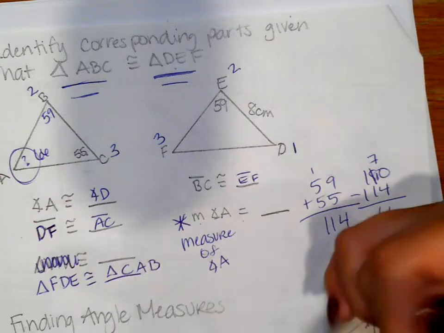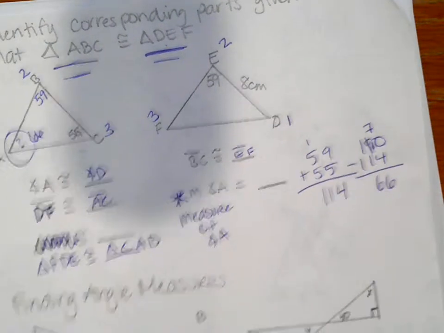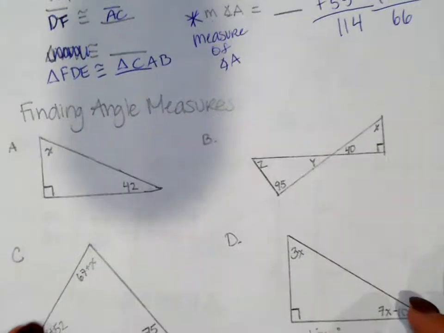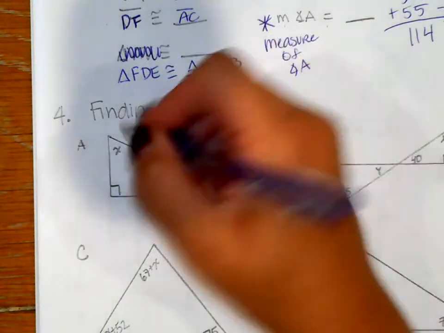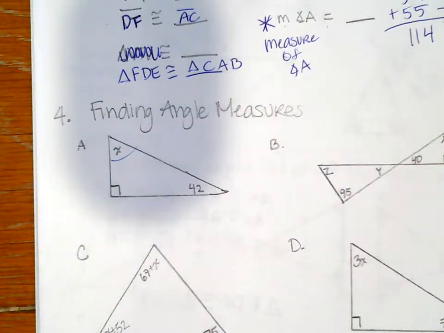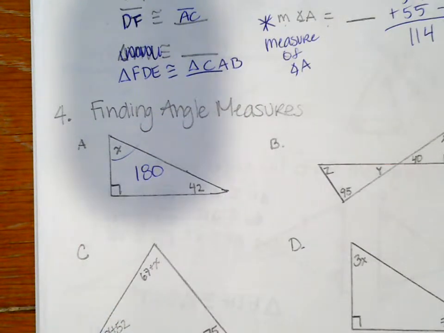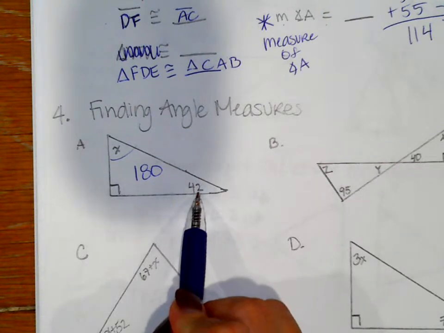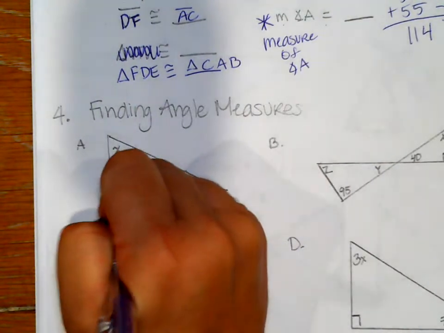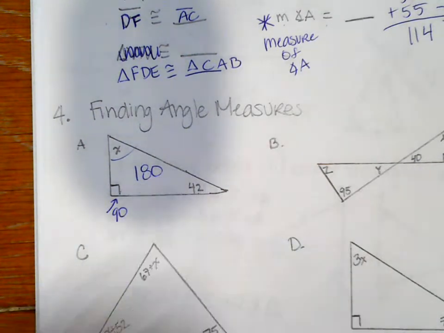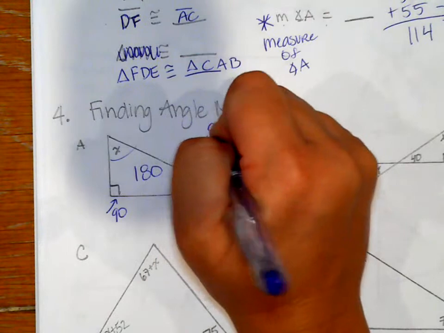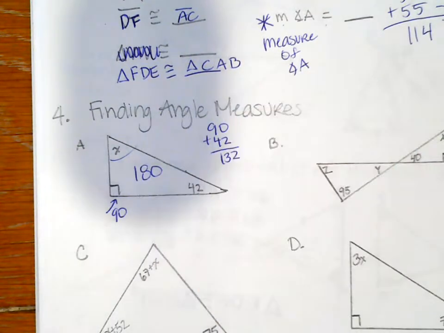All right, finding angle measures. Let's do this one first. All the degrees in a triangle, all three angles, have to equal 180 degrees. So I have 42, and I know that this one right here is 90. I'm going to add them together and subtract them from 180 to get this one up here. So I have 90 plus 42, which gives me 132.